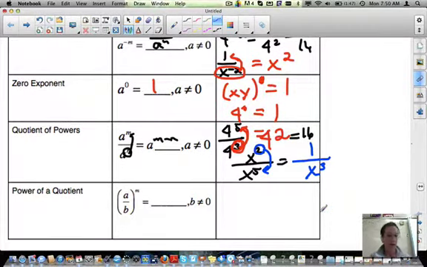All right, and my last property, whenever you have a fraction inside of parentheses with an exponent on the outside. Now, the first rule is to always do parentheses. Then you need to distribute the exponent to both terms. So I would have a to the m over b to the m.